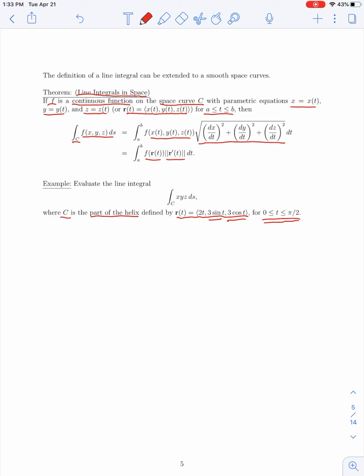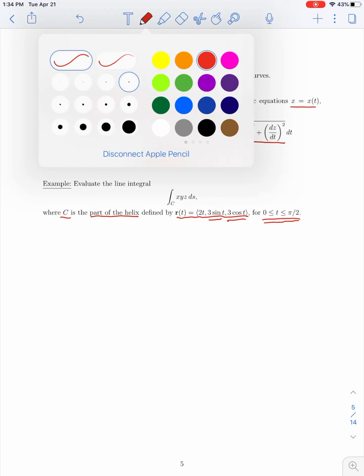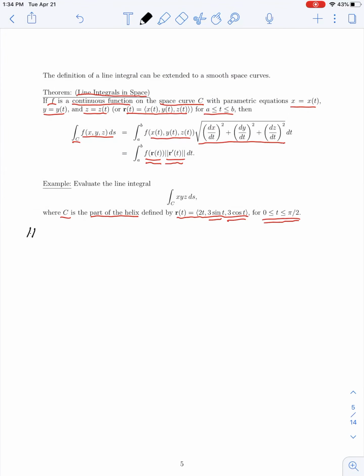So let's see if we can convert this line integral to an integral in terms of the parameter t. In this example, our space curve, this part of a helix, is given in this vector form, r of t. To set up our integral in terms of t, we're going to make use of this second form for this theorem. So we need to find the value of our function f evaluated at points on this vector function, and then we need to find the magnitude of r prime of t. So let's start by finding r prime here.